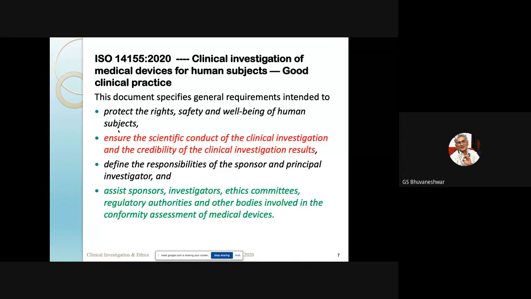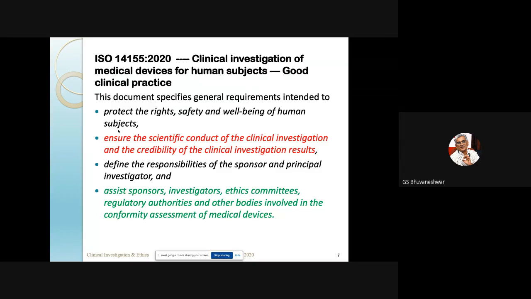And the standard also is to assist sponsors, investigators, ethics committees, regulatory authorities, and other bodies involved in the conformity assessment of medical devices. So this is the broad requirements of this standard. And basically, if you follow that, it ensures that your study is well planned. You will be doing a good job, and you will not waste time, effort, and basically place human subjects at risk, which is very unethical.